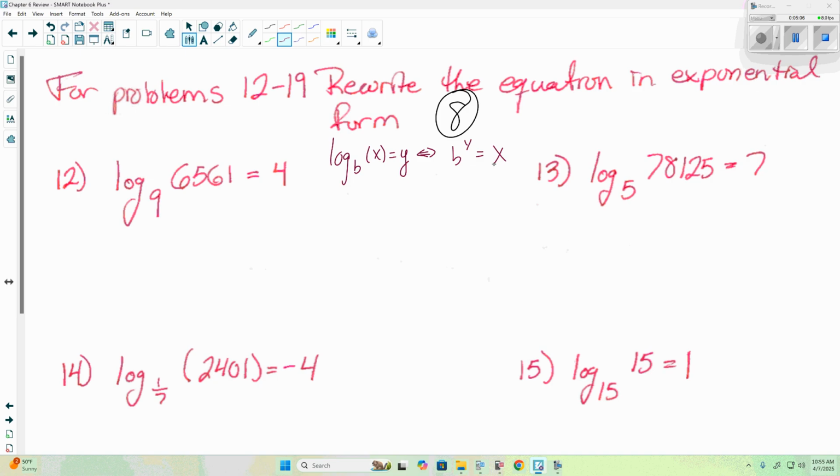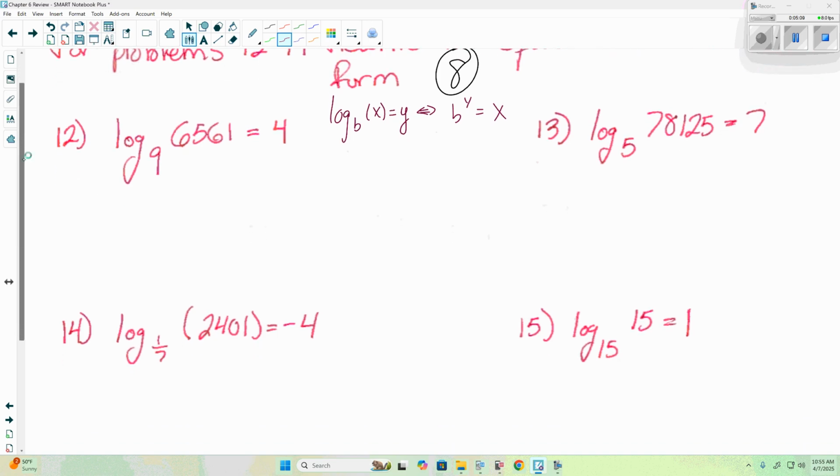So let's look at 12. Log base 9 of 6,561 is equal to 4. Well, our b in this case is 9. X is 6,561. And y is 4. And we want to rewrite it into b to the y is equal to x. Well, our base here is 9. And it's going to be 9 to the y, or 9 to the 4th, is equal to 6,561. Questions on this so far?